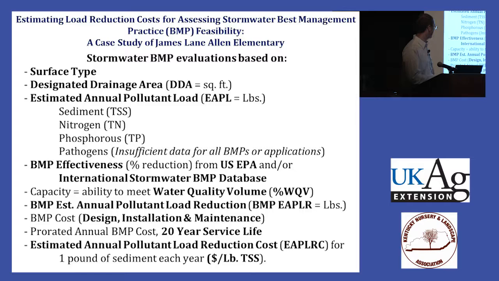And then I looked at the water quality volume. So how much of a certain area can this rain garden hold? I gave that as a percentage. Then I could come up with, okay, if I've got a certain drainage area, a certain amount of runoff, a certain capacity, a certain effectiveness, I could boil this down to what kind of pollutant the rain garden would be capturing in a year.